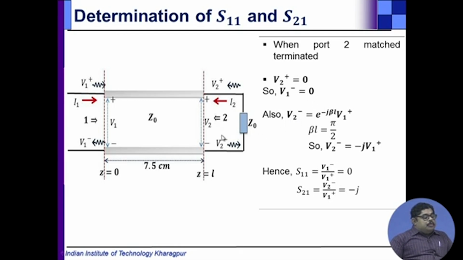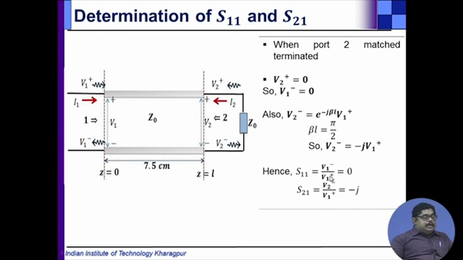So, now what is V2 minus? V2 minus is what is coming here, because you are exciting from here. So this wave is coming here. In a lossless transmission line of length L, a wave started from here, V1 plus, after going distance L, will add a phase of e to the power minus j beta L. So that is what we have written: V2 minus is e to the power minus j beta L into V1 plus. Beta L, as I said, is pi by 2. So V2 minus becomes minus j V1 plus, since e to the power minus j pi by 2 is minus j.